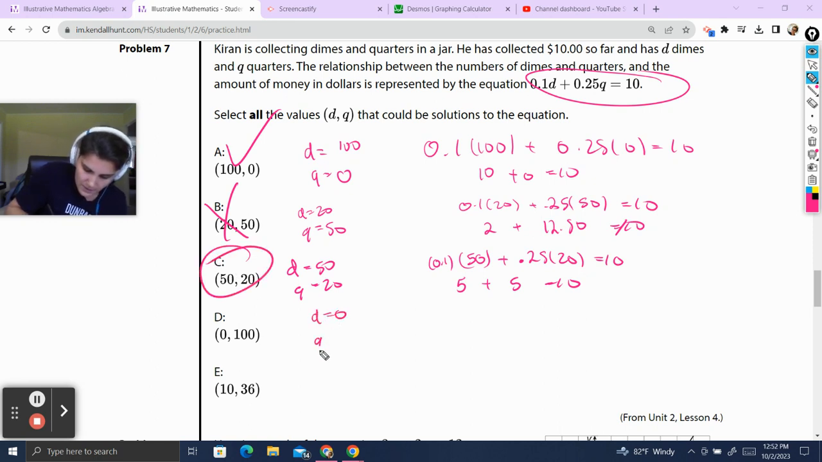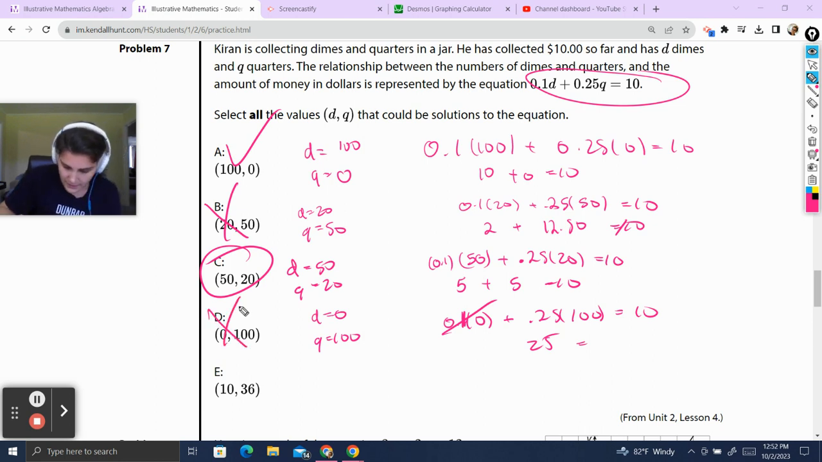If D is equal to 0 and Q is equal to 100, well, 0.01 times 0 plus 0.25 times 100 is equal to 10? Well, this is going to get us $25. $25 is not equal to 10. Cross them out. In the last question, we have D is equal to 10, Q is equal to 36.